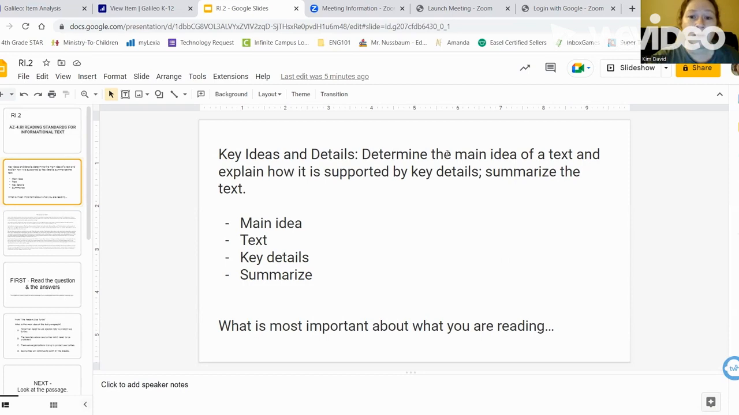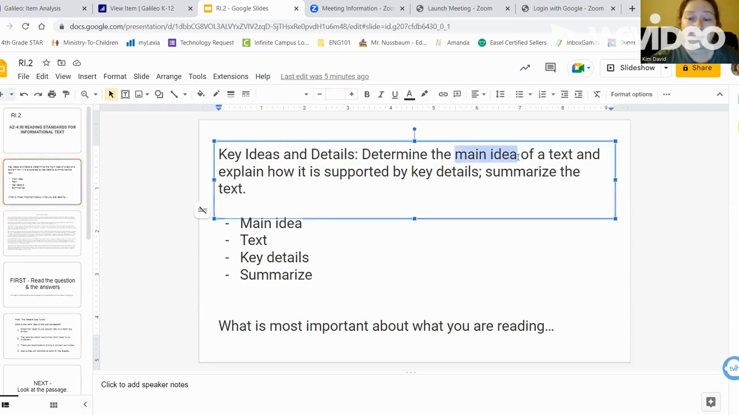We want to determine the main idea. We've heard about that before. That is that central idea, that main idea, that most important idea about what the text, the words you're reading, is about. Text, you're going to see this a lot. It's not text on the phone, it is the actual words on the screen or in a book that you are reading. And you want to explain how it is supported by key details.